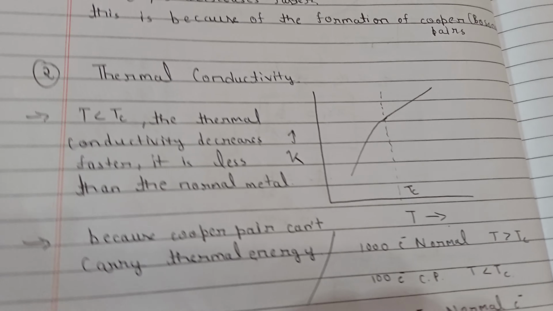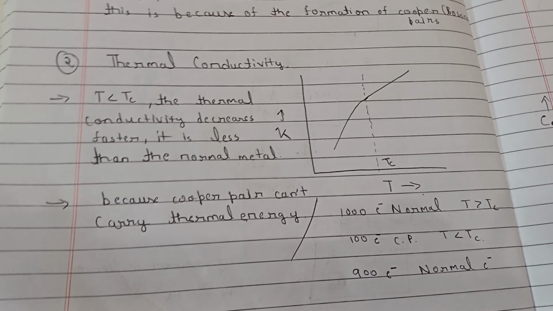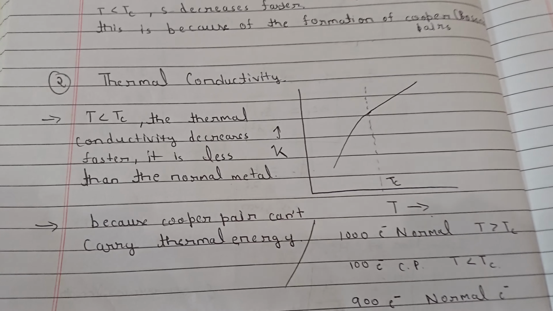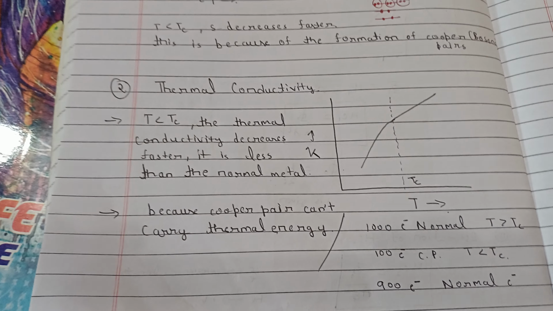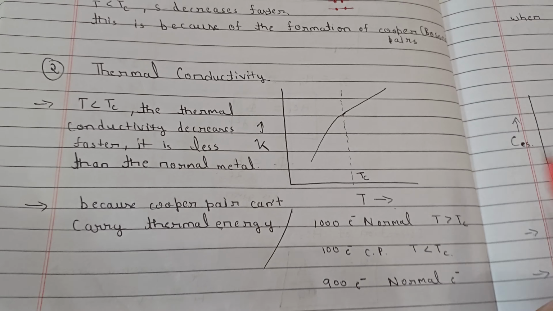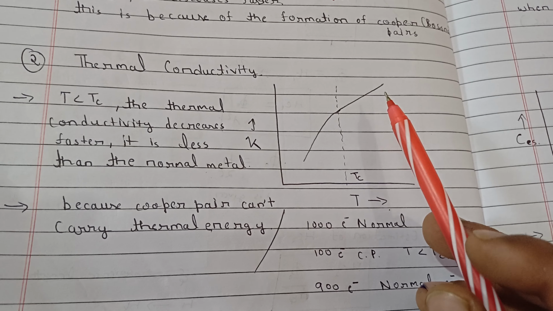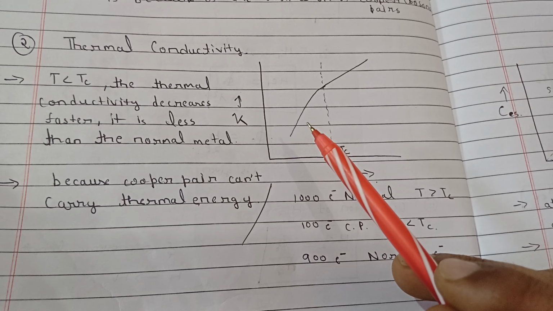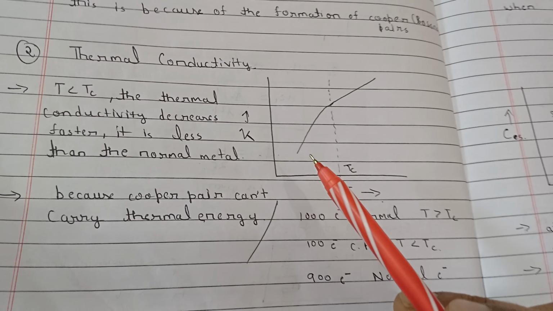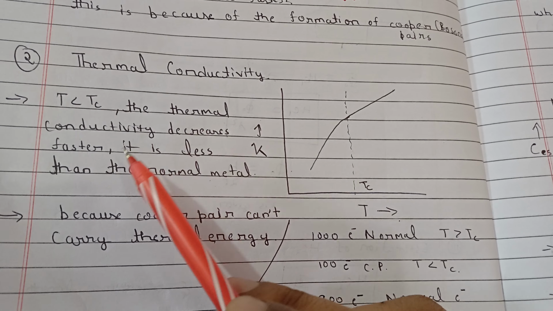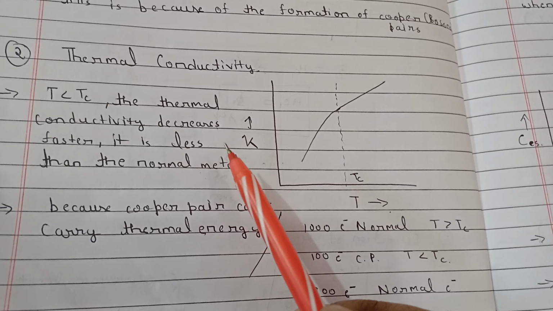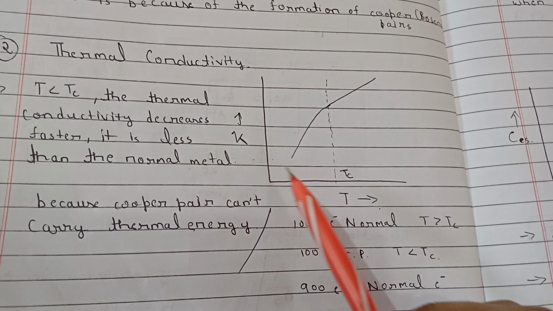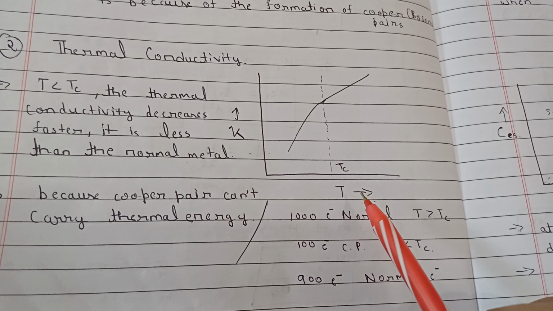The next is the thermal conductivity. Thermal conductivity represents the way heat is conducted inside a metal or anything. From the graph we see that thermal conductivity also drops faster below the critical temperature, meaning in the superconducting state it drops faster. What's the reason? For T less than Tc, the thermal conductivity decreases faster. It is less than in the normal metal.